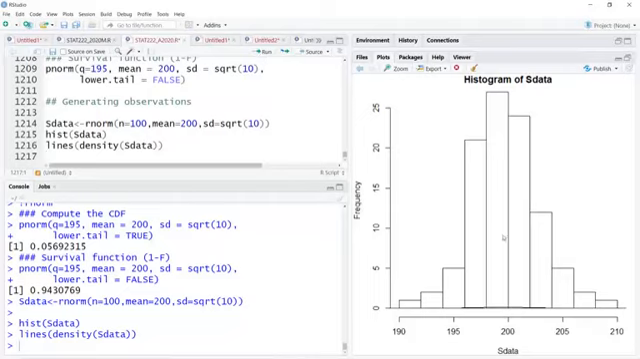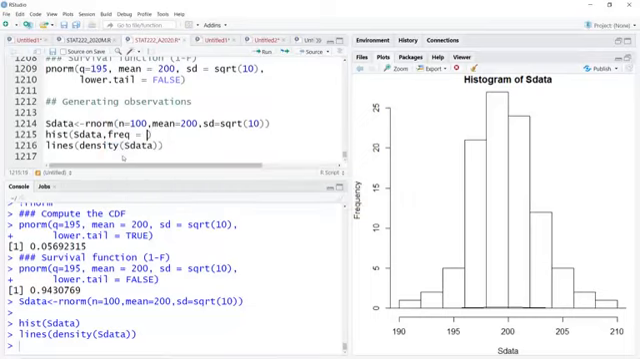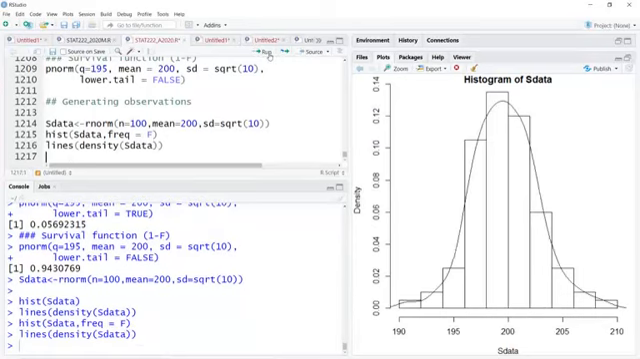And this is what some of you were experiencing. And it's good I did this because you see the density is way down there. The reason is that this is a frequency histogram, so I can't superimpose a density curve on it. If I want to do so, I must change frequency to be false, right? Then I can add lines like that and so forth. So this is a superimposition of my density curve, and the peak is around 200. So that's how you generate observation.